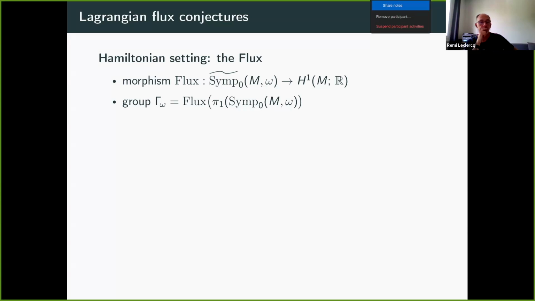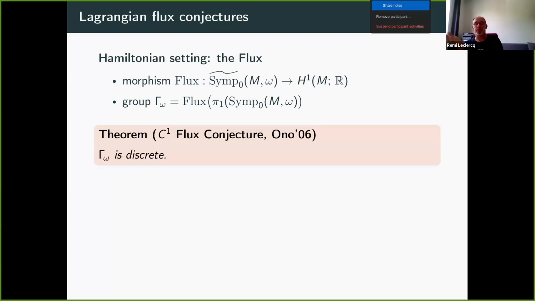So now what you can do is look at the image of the fiber on top of the identity, which is like pi 1 of Symp0, right? And this is called the flux group. And the conjecture was that this group was discrete. And now it's a theorem, right? It was proven by Kaoru Ono in '06. Amazing theorem. Okay, gamma is discrete, in full generality. This is crazy.